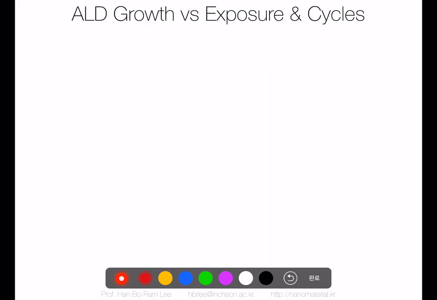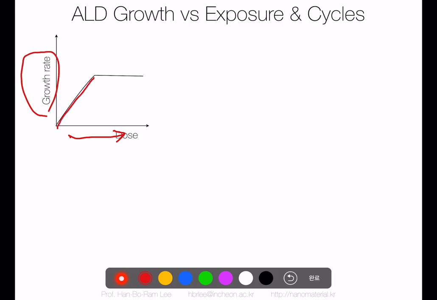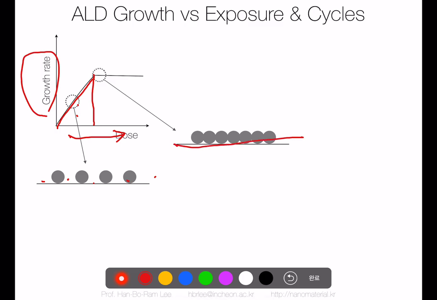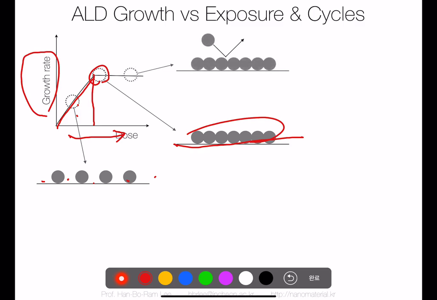Okay, let me explain the ALD growth characteristic, which comes from the surface self-saturated reaction. This is the typical growth characteristic. If you increase the dose of the precursor or reactants, by changing the pressure or the exposure time, the growth rate increases because in this area there are still available adsorption sites. But over some specific point, all of the adsorption sites are occupied. So even with a further increase of the dose, the precursor cannot adsorb on the surface anymore because there is no available adsorption site. So the growth rate is saturated. This is the very typical growth characteristic.